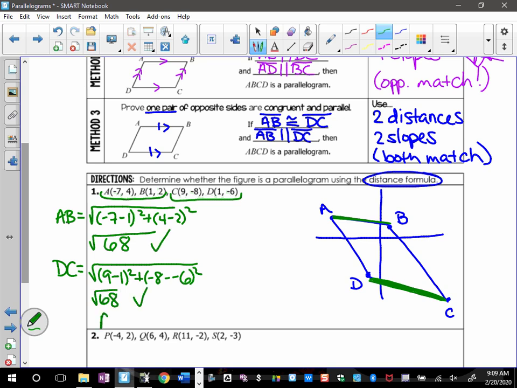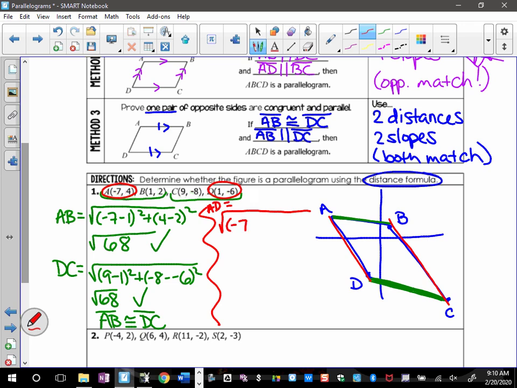So as of right now, I know AB is congruent to DC. If they didn't match, I would be done with the problem. They do match, so now I need to check AD and BC. Okay, so AD is going to be -7 minus 1 squared and 4 minus -6.